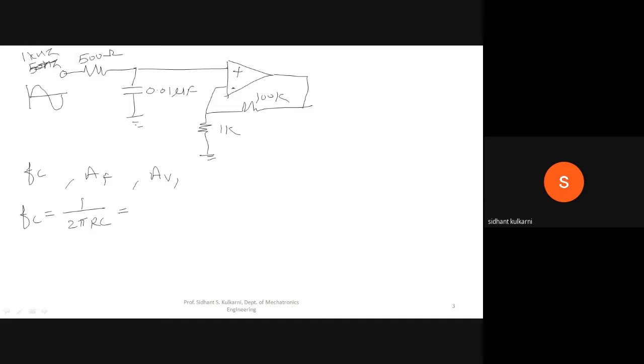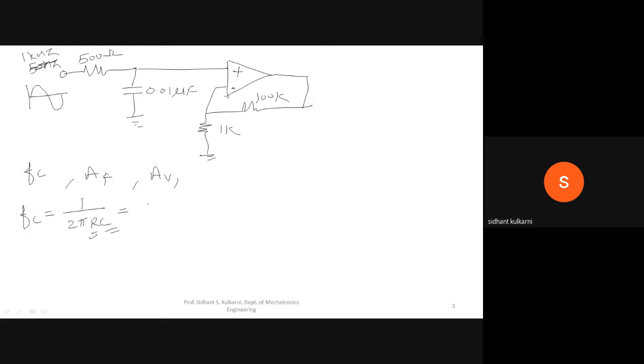R is 500 ohms into 0.01 microfarad. Yes. How much did you get? Anyone those who are calculating, put R is equal to 500, C as 0.01 microfarad. Hurry up.